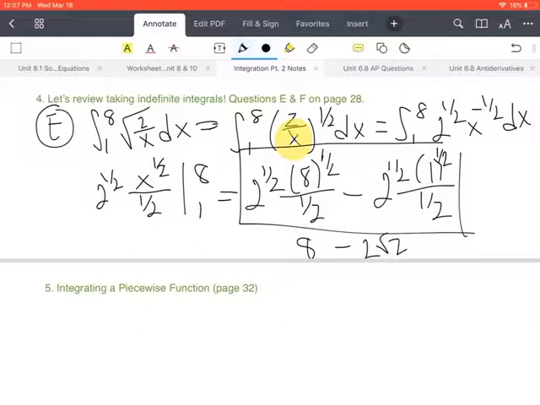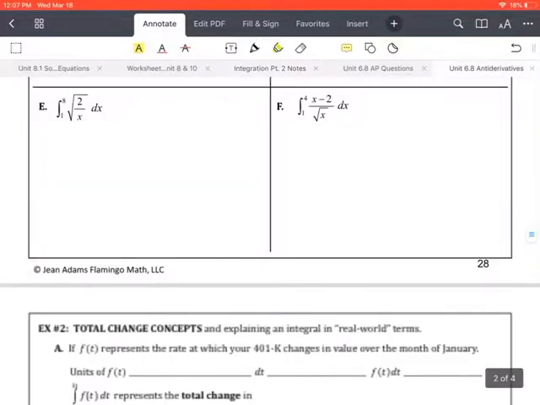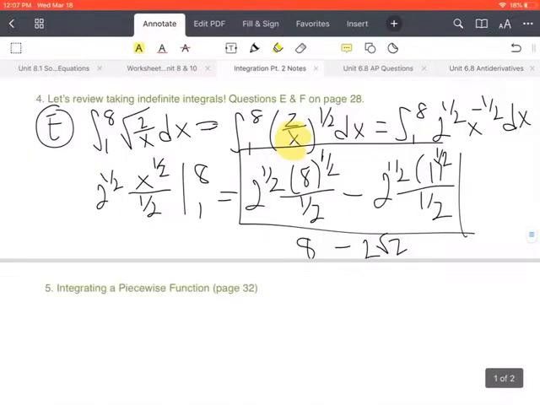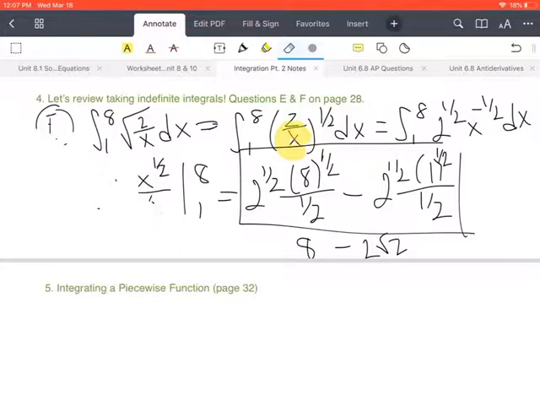So I'm going to flip back to this page so you guys can see what F looks like. It is the integral from 1 through 4, x minus 2 on the top, divided by square root x on the bottom. All right, so this takes into account a lot of the different things that we've learned. Let me erase here so that we have more space.